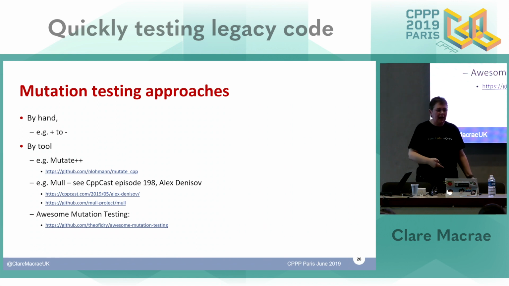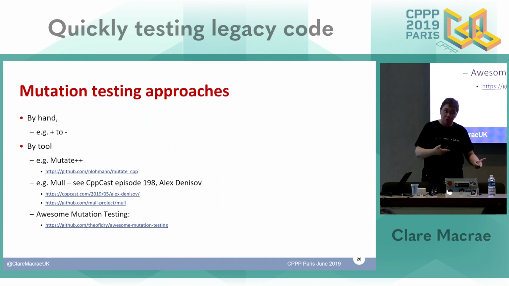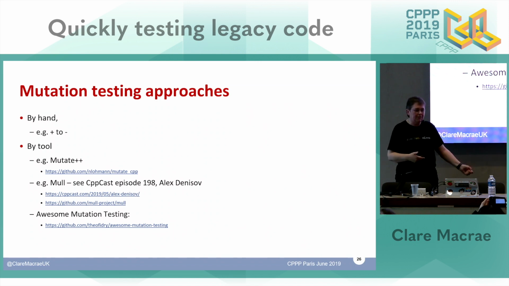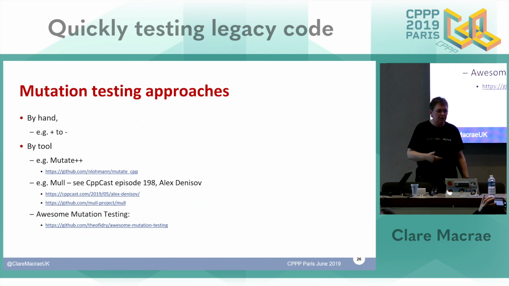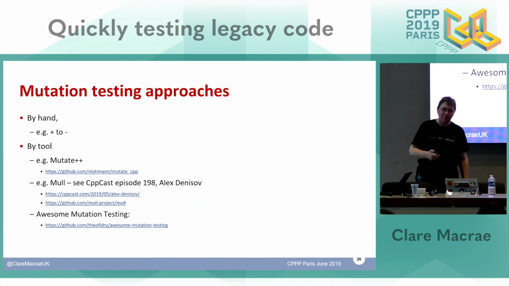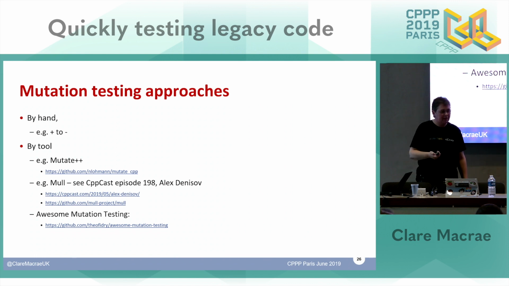You can either do this by hand, thinking about the kinds of changes a future developer or your future self might make on the code, or there are tools available. A recent episode of CPPP Cast, episode 198, specifically talked about a tool, Mull, and the show notes for that list also the awesome mutation testing link at the bottom, which covers many different languages with really useful tools. So I commend that to you.